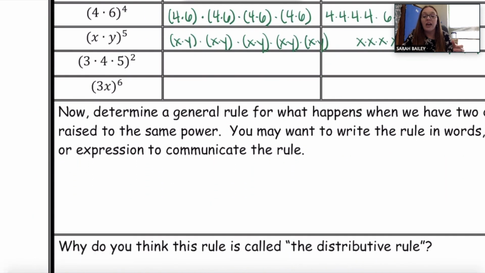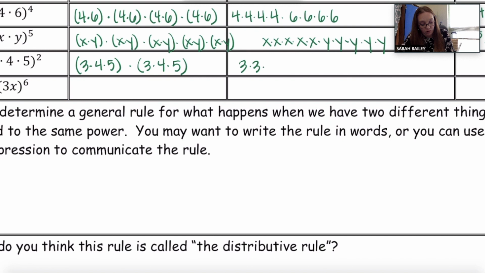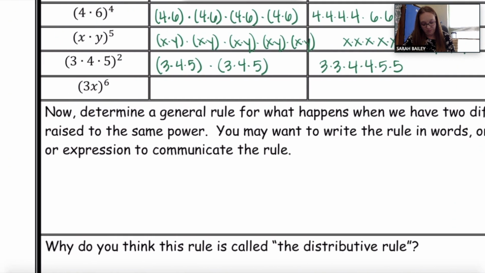So this next one, I have 2 groups of 3 times 4 times 5. 3 times 4 times 5 times 3 times 4 times 5. Again, I'm going to drop my parentheses and rearrange. So I'm going to put the 3's together, the 4's together, and the 5's together. So that's going to be the same as 3 squared times 4 squared times 5 squared. We got one more example.